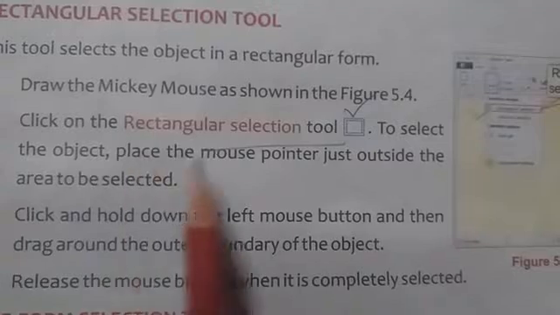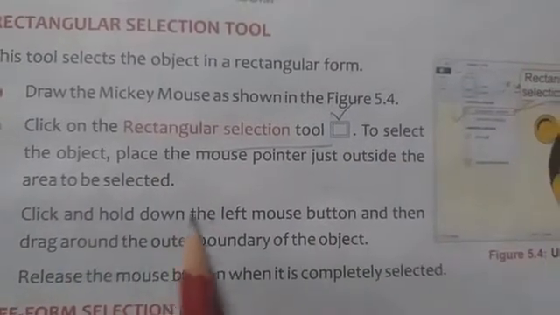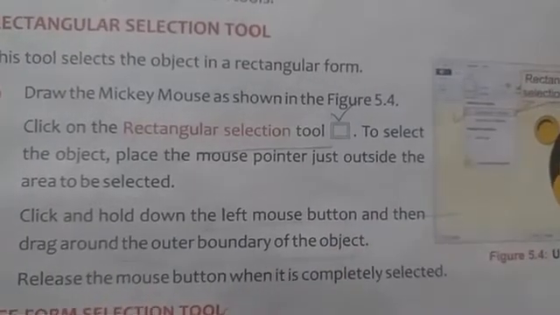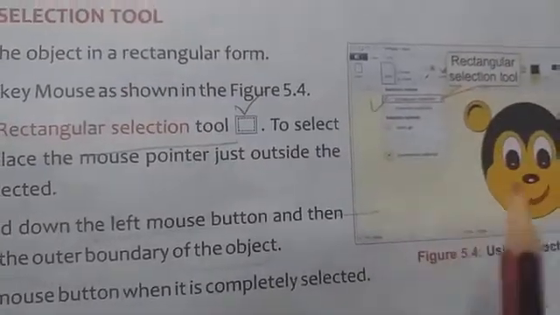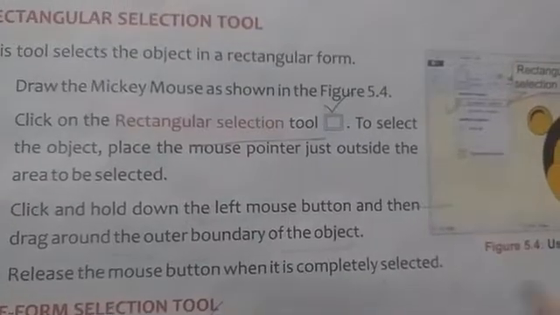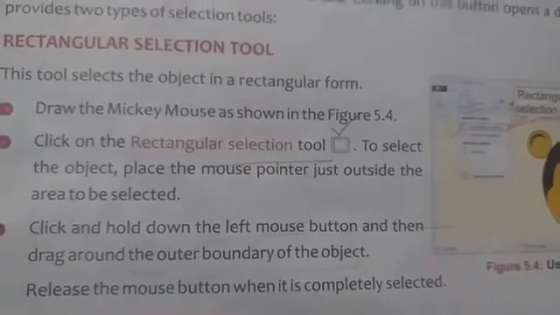Then to select the object, place the mouse pointer just outside the area to be selected and click and hold down the left mouse button and then drag around the outer boundary of the object. After selecting this tool, we have to select the part that we want to select. So then release the mouse button when it is completely selected. Yes, after selection we have to release the mouse button.